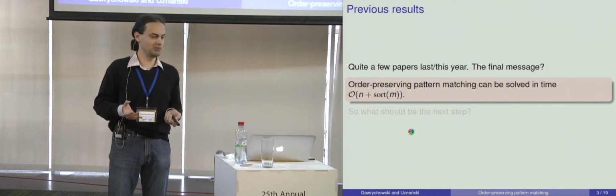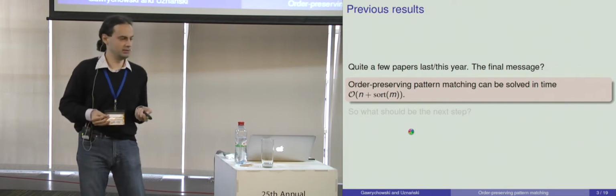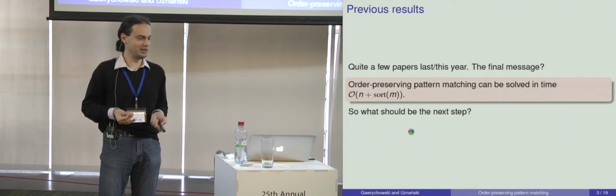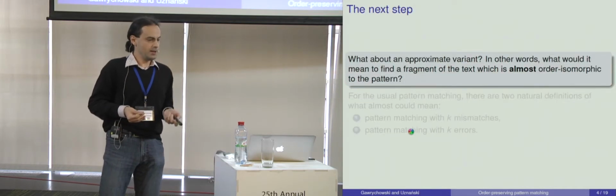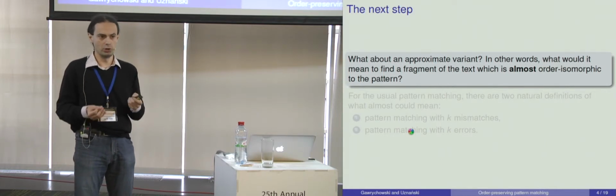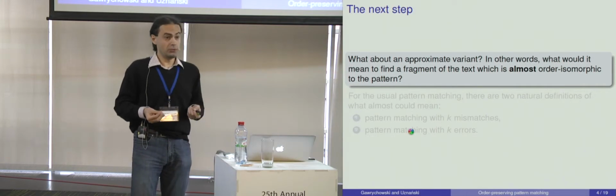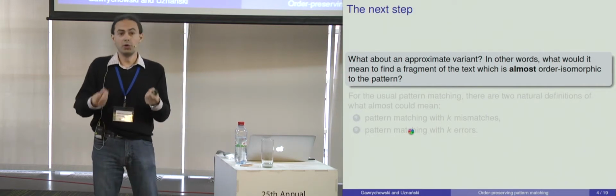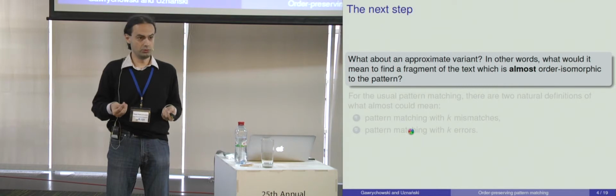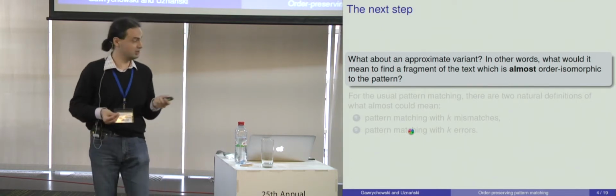Well, you could move to something completely different, or you could try to make this problem slightly more complicated. So what could be this complication? Well, maybe you should move to an approximate variant of the problem. So maybe you should relax the notion of matching a little bit. So maybe you would like to find a fragment of your text which is almost order isomorphic to your pattern, so almost the same. So now the question is, what should the almost mean?